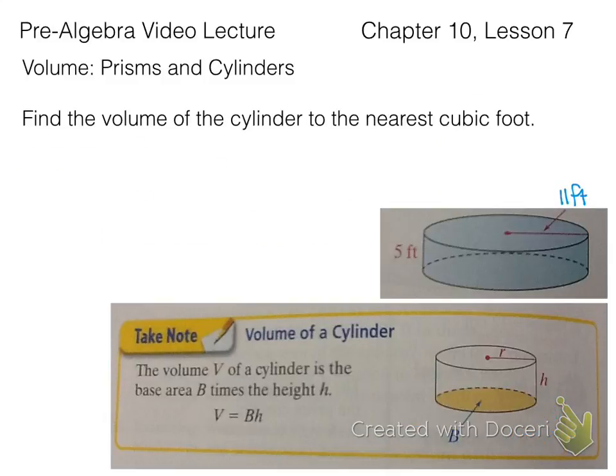All right, and it's the same thing for a cylinder, which has a circular base, as opposed to a prism with a polygon base. Same thing. You're going to find the area of the base. Well, the base of a cylinder is a circle, so how do you find the area of a circle? Area of the base is the area of a circle, and that would be pi r squared, where pi is approximately 3.14 and the radius is 11 feet.